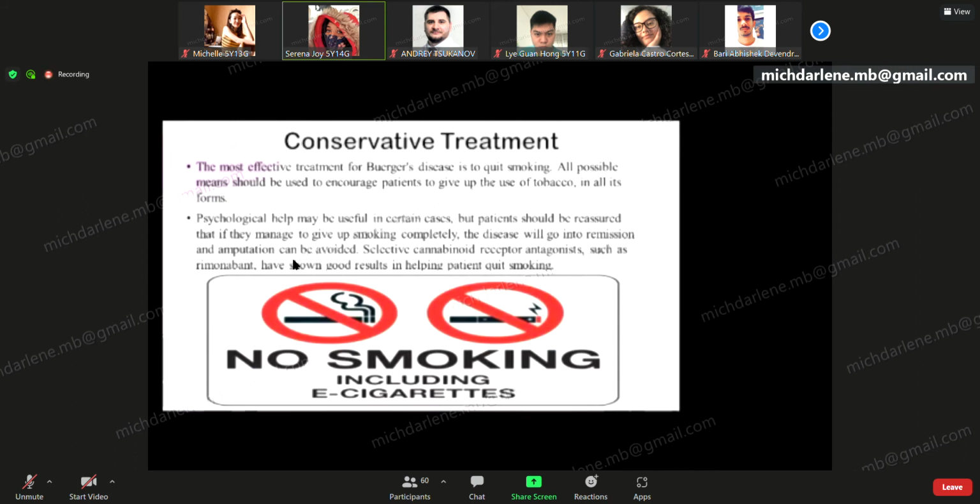Selective cannabinoid receptor antagonists such as Rimonabant have shown good results in helping patients quit smoking.